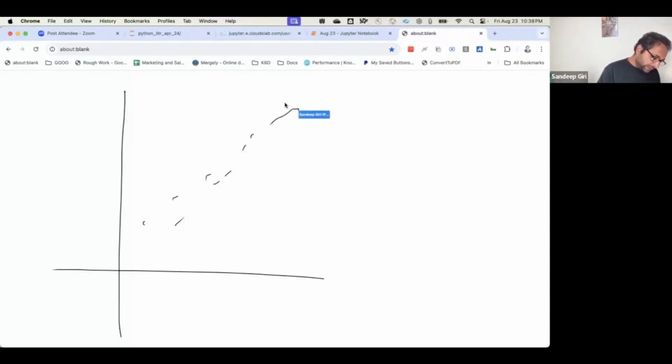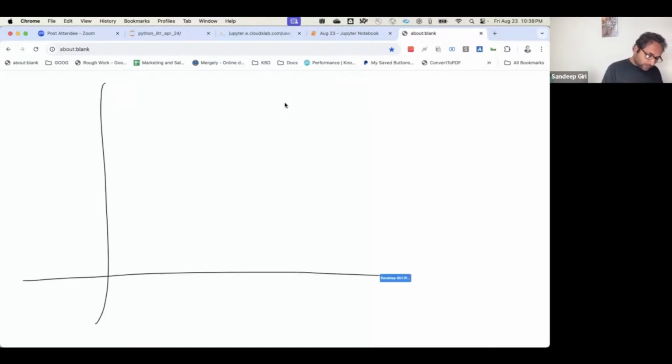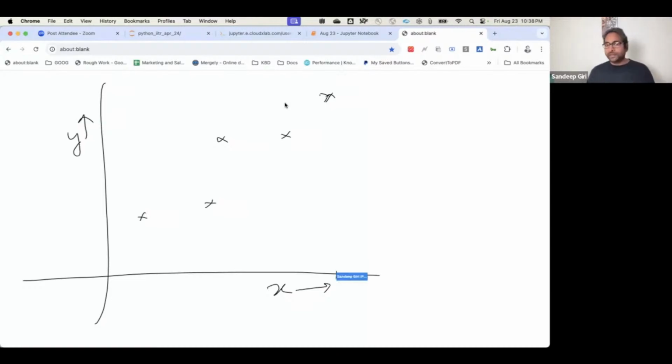And this is my line. Okay, so this is one of the strategies. 1 point, 2 point, 3 point, 4 point, 5 point. This is my data. This is the value that we are predicting. This is the input that we are giving. And what we want to do is, given a value of X, we should be able to predict Y.